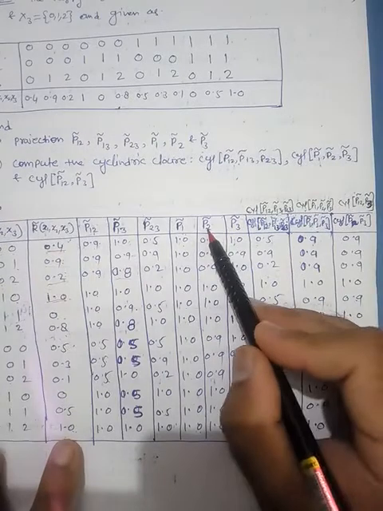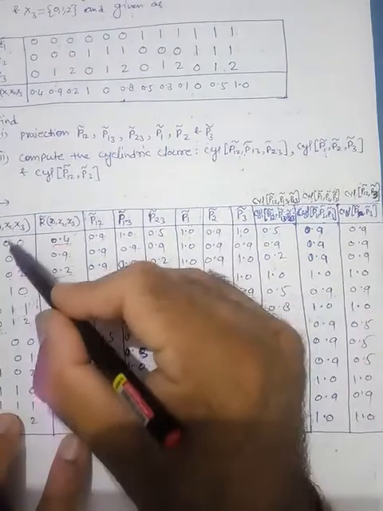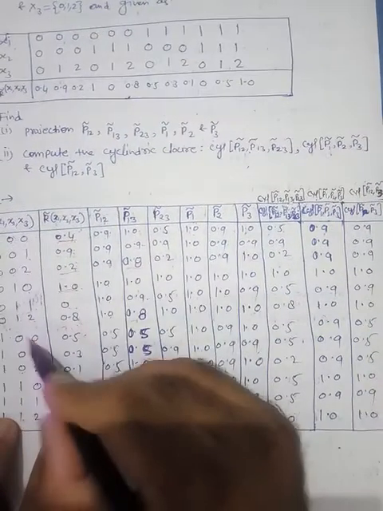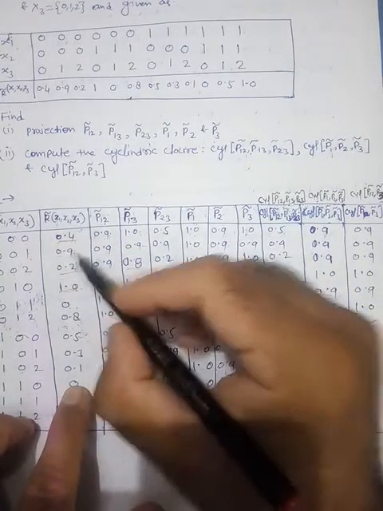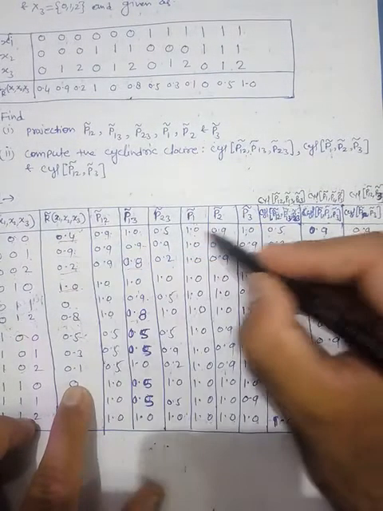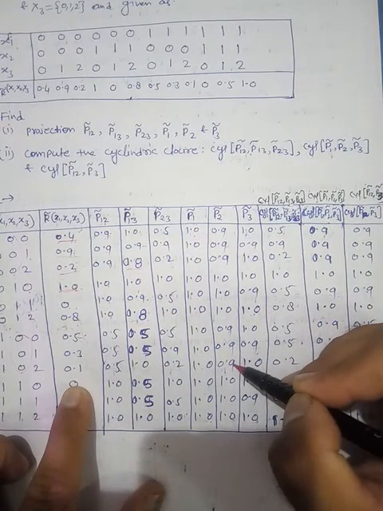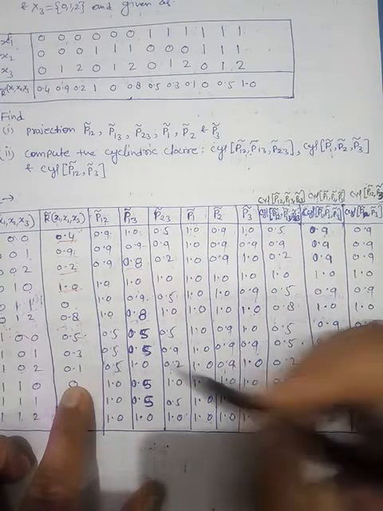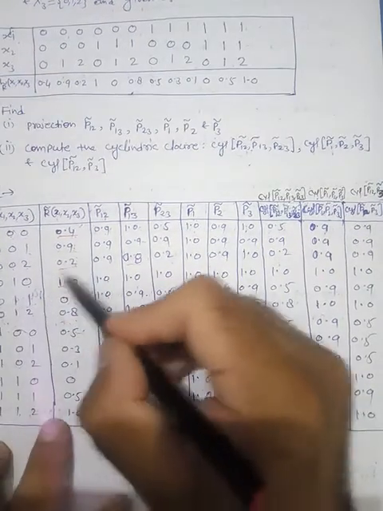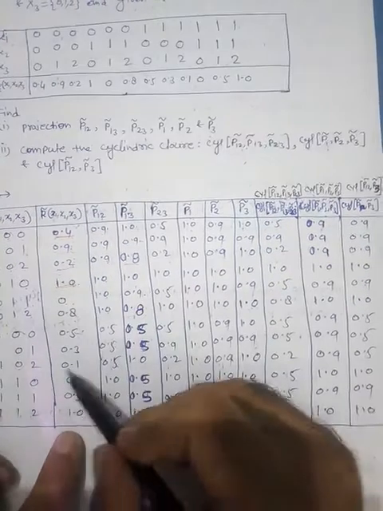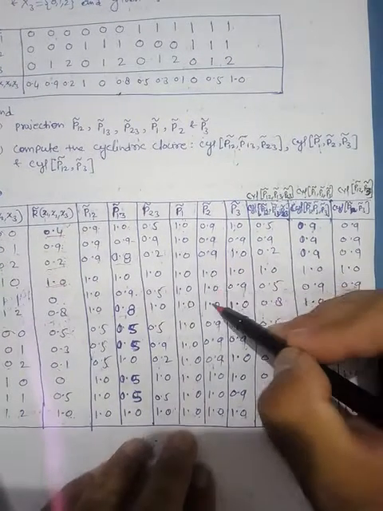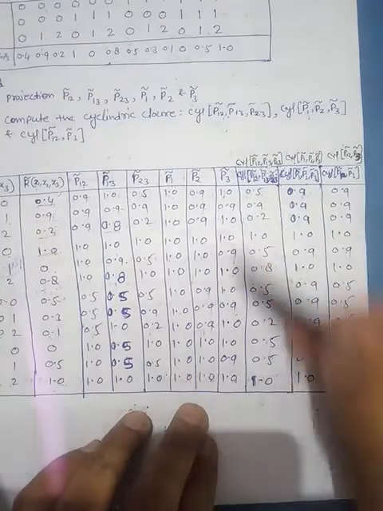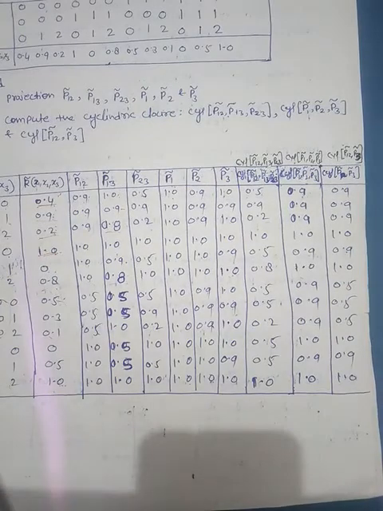Similarly, this is for X2. Here are the entries for 0, and here are the entries for 0. Among these entries, the maximum value is 0.9, so 0.9, 0.9, 0.9 is listed. Similarly for 1, here the maximum is 1 and here the maximum is 1, so the maximum will be 1, and 1, 1, 1, 1, 1, 1 is listed here. And similarly for P3. So these are the projections.